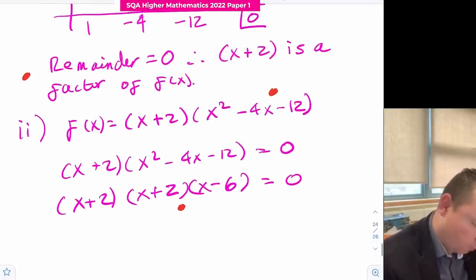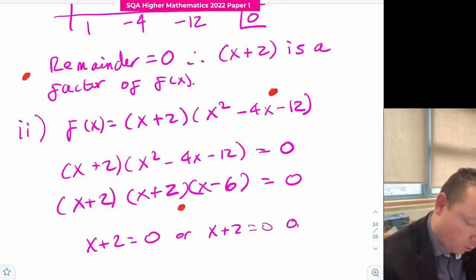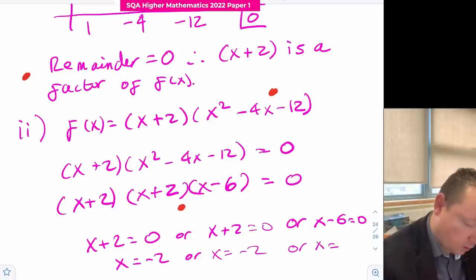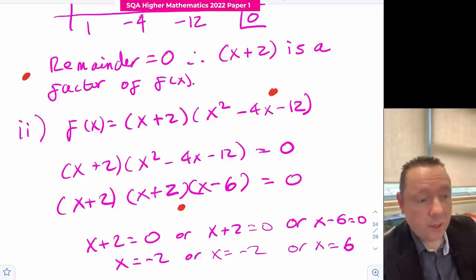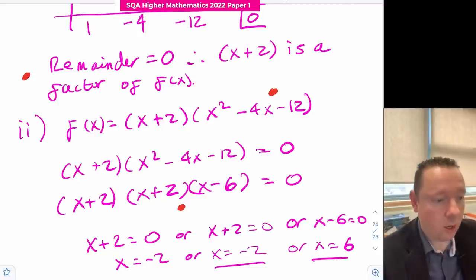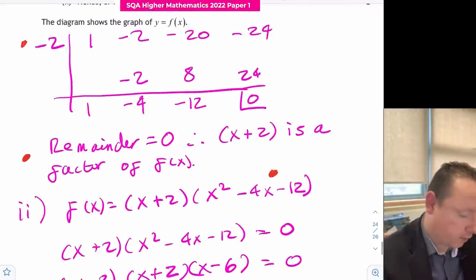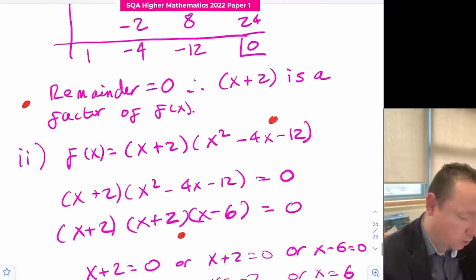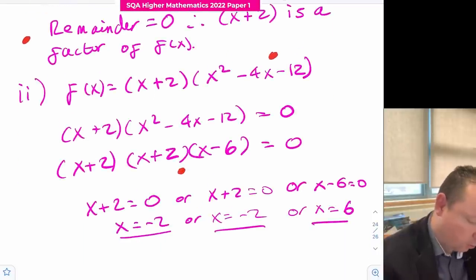So we've now got x plus 2 equals 0, or x plus 2 equals 0, or x minus 6 equals 0. So x equals minus 2, or x equals minus 2, or x equals 6. So we get our final solution of minus 2 and 6 for our other remaining factors, because hence or otherwise solve f of x equals 0. We've already got 1.